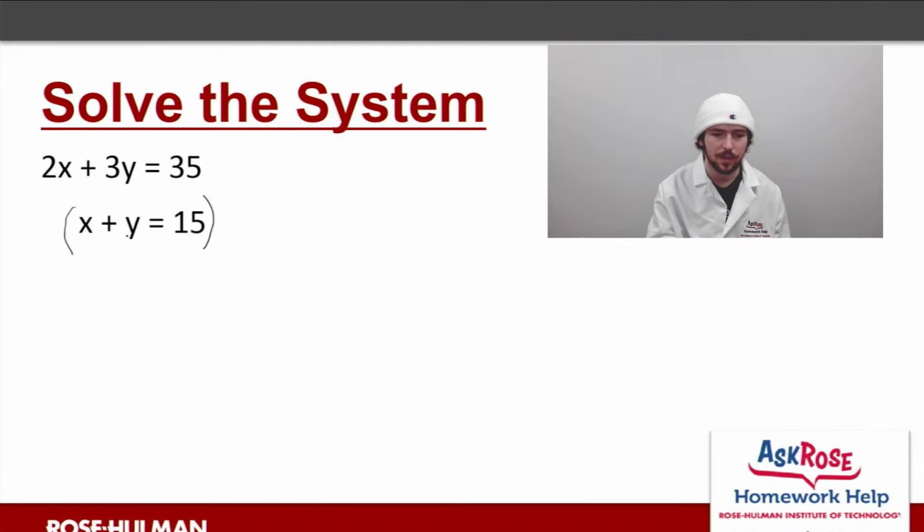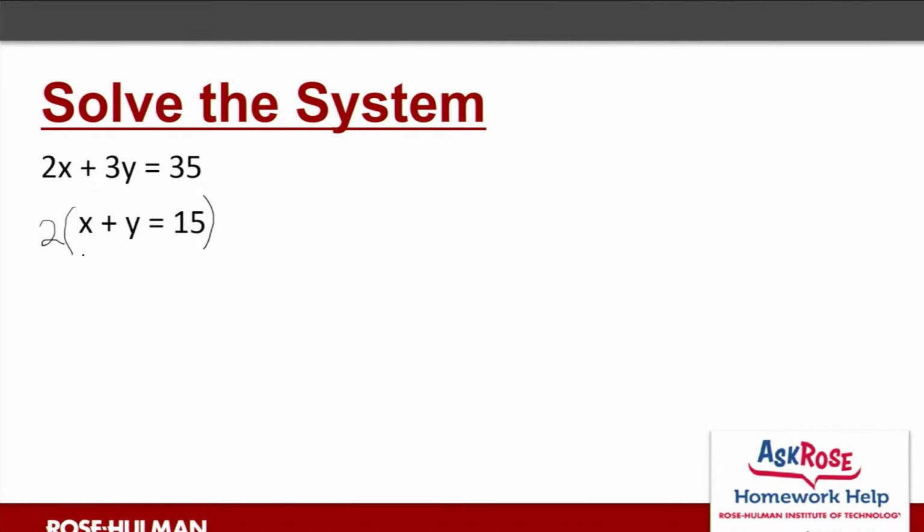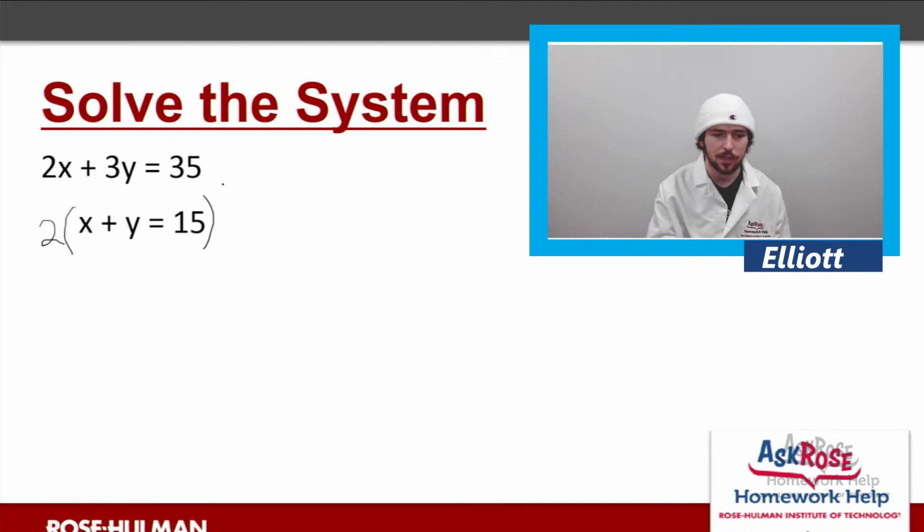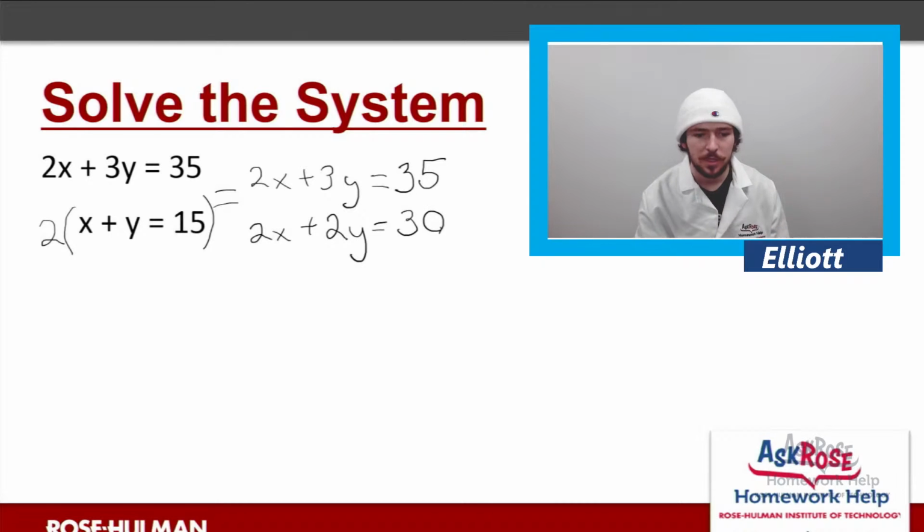So here we're going to multiply the entire equation by 2, or both sides by 2. You can write it however you want. So here, this is actually going to look like 2x plus 3y equals 35, and then 2x plus 2y equals 30. Cool. So what we just did is we made sure that our x's are the same here so that we can subtract this equation from this equation.